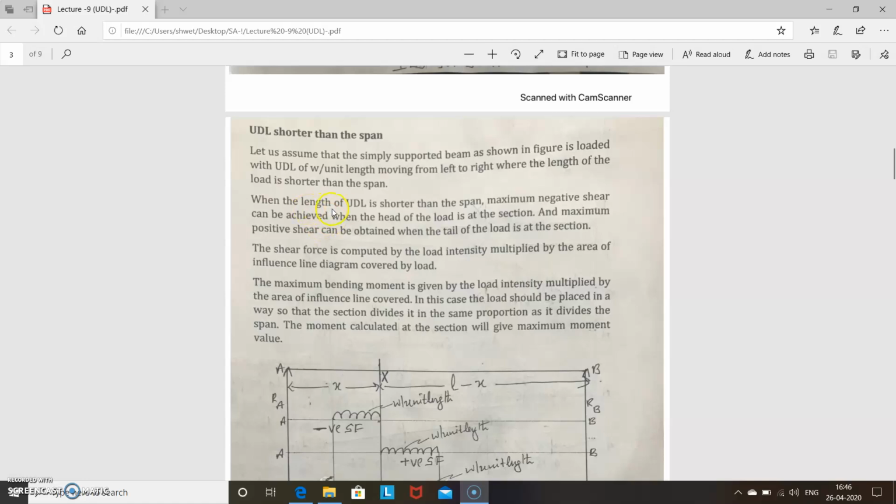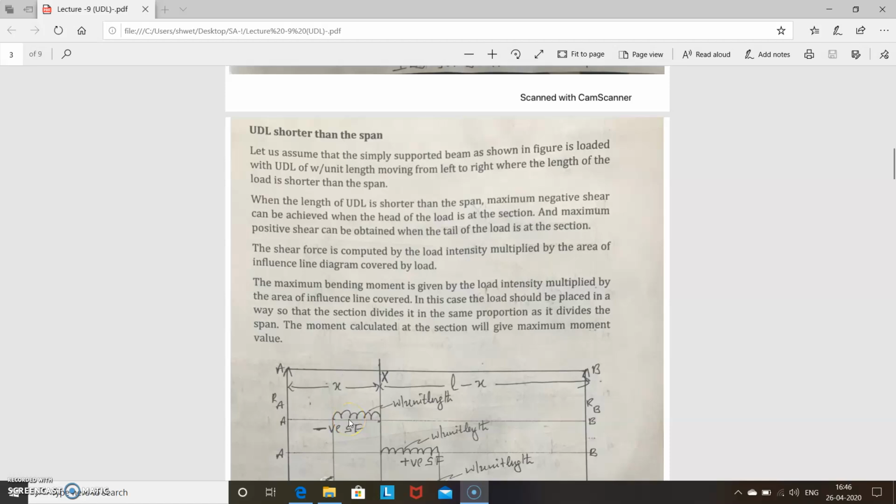So when the length of the UDL is shorter than the span, maximum negative shear can be achieved when the head of the load is at the section. Same thing like the last case, UDL shorter than the span, only here negative shear is induced when the head of the load is at the section. Here it is shorter than the span, so it is only till here, that distance. Okay, so I have marked here negative shear force.